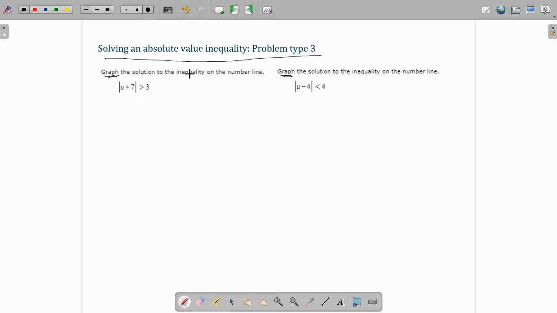So the way we solve inequalities with absolute values: 1, we're going to isolate the absolute value. I'm just going to put like an x plus 2. 2, we're going to make 2 equations. And then 3, we're going to solve each equation.